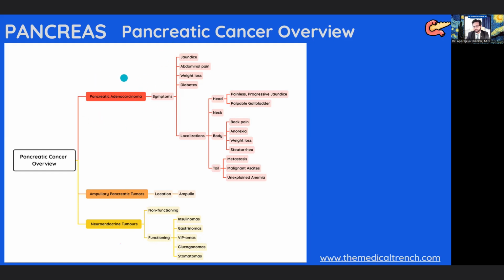Most of the time, pancreatic cancers will come with symptoms of diabetes, which is called pancreatogenic diabetes. And they can come with weight loss and abdominal pain, and in some cases, jaundice, because the cancer or the tumor mass is compressing on the bile duct.